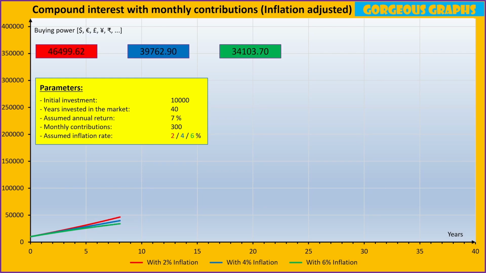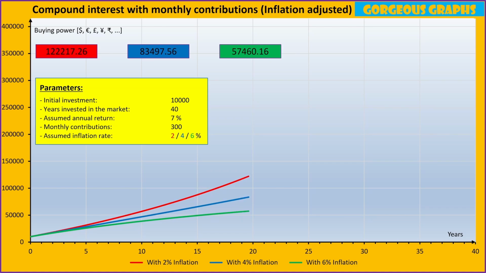The red curve represents the portfolio with the lowest inflation rate, 2%. The blue curve shows the outcome with 4% inflation, and the green curve reflects the steep challenge of 6% inflation. As the animation plays, you'll notice all three lines rise steadily, but their separation grows wider over time. This widening gap represents the erosion of your future purchasing power.